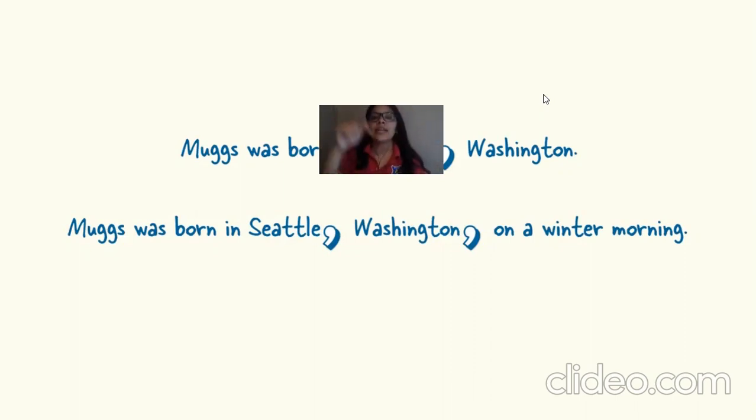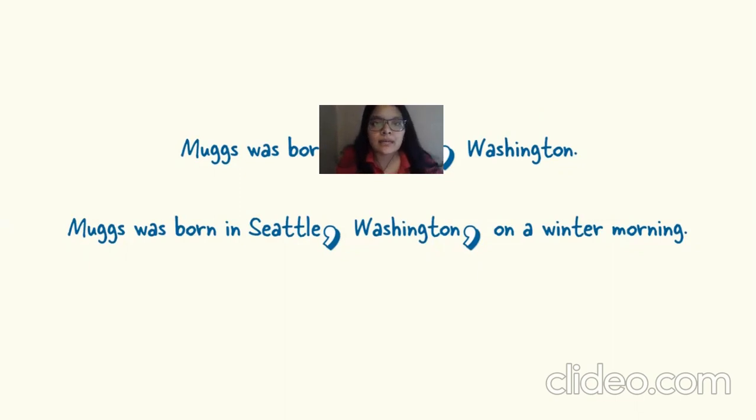Panchito was born in San Pedro Sula, Cortés, on a winter morning. En este caso sería on a rainy morning. Dice que Panchito nació en San Pedro Sula, Cortés, en una mañana lluviosa. So, you're going to put a comma after San Pedro Sula, after Cortés, after on a winter morning.